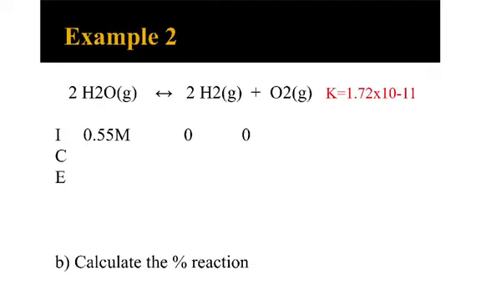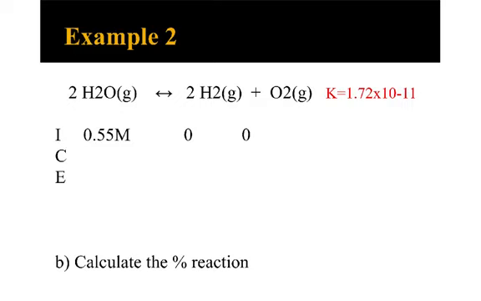Here's example number 2. I've just set up the ice table for you to make it more practical, so that you don't have to pull things out of a word problem. So we have H2O in equilibrium with H2 and O2, and you've been given 0.55 moles per liter of the water. Oh, and you also have a K value. K is 1.72 times 10 to the negative 11, so itty bitty.